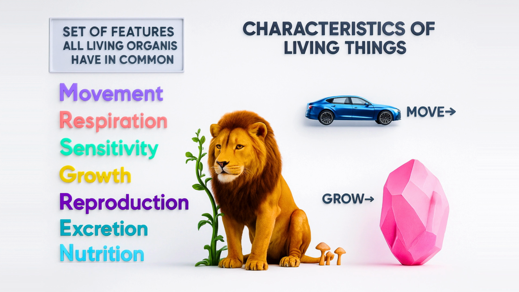Before we begin, it is important to note that some non-living things may show 1 or 2 of these characteristics. For example, crystals can grow, and cars can move, but only living organisms possess all 7 characteristics at once, and that is what sets them apart.